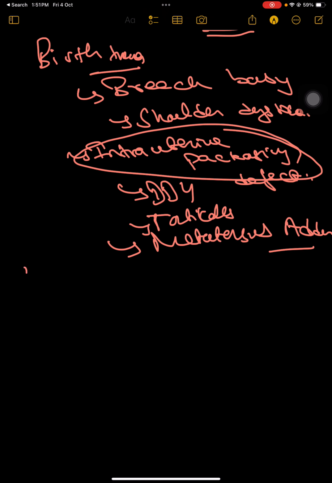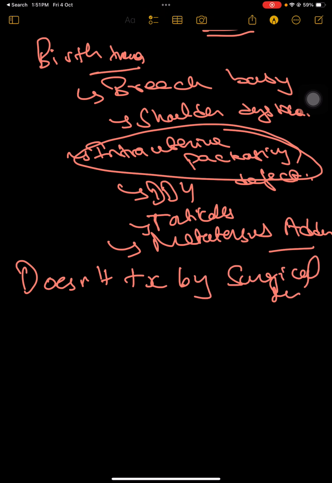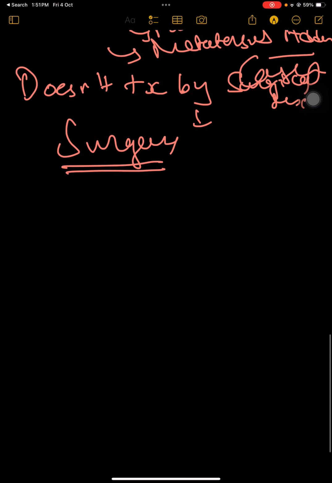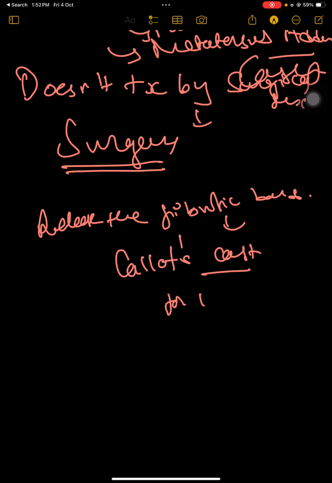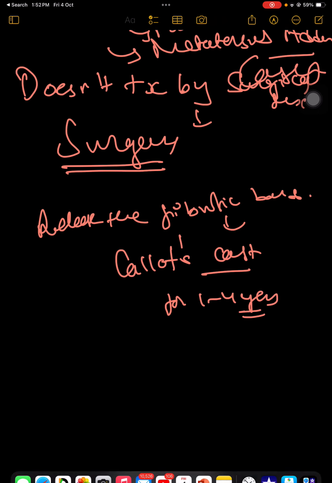Now what you need to remember is, if it doesn't respond to the conservative method, you are going to go for surgery. For the surgery, you will release the fibrotic band, and then you will keep it in a callot cast for 1 to 4 years. This was about torticollis. Let me show you the picture.